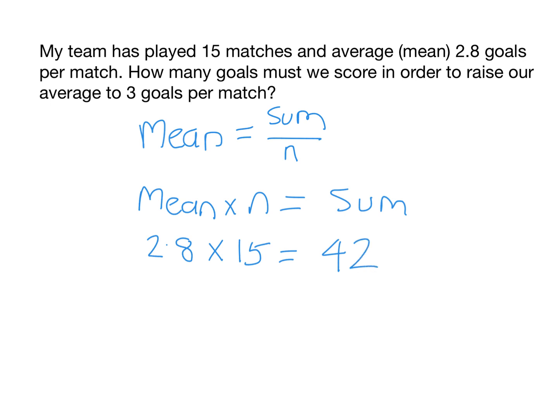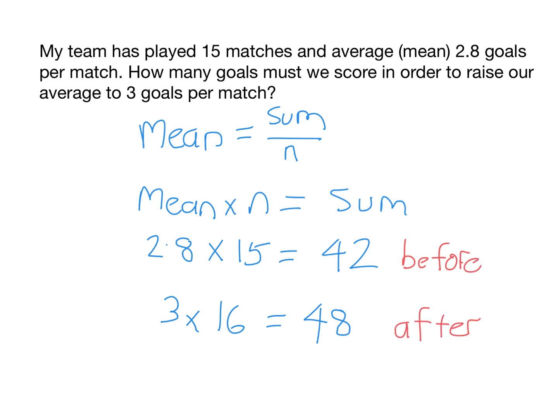Now we want our mean to be 3. If we play one more match, we've now played 16 matches. So if our mean is to be 3 goals per match after 16 matches, we must have scored 48 goals. So 42 is what we'd scored before, and 48 is what we want to have scored after. So we've currently scored 42 goals. We need to score 48 by the end of next match to have an average of 3. So clearly the answer here is 6. We need to score 6 goals in our next match to increase our mean number of goals to 3 goals per match.